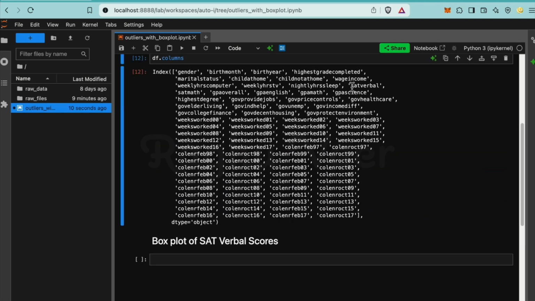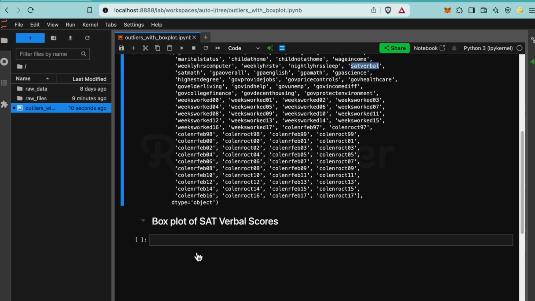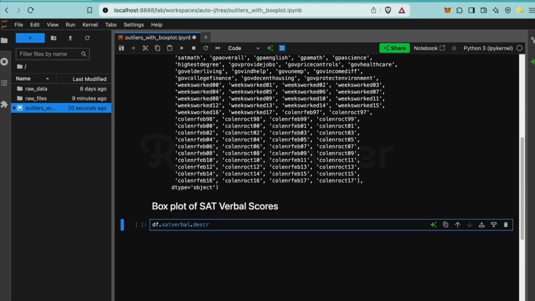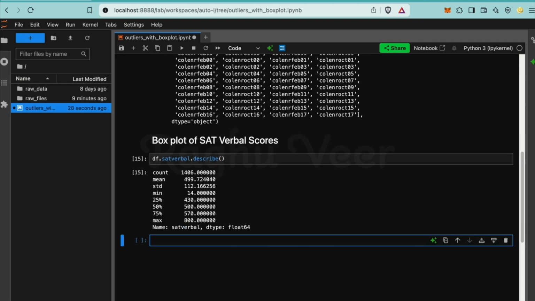Now I want to find the outliers in the SAT verbal data. To get the statistical information of SAT verbal data, I use the .describe method. I got the count, mean, standard deviation, minimum, 25% quartile, 50% quartile, 75% quartile, and so on.